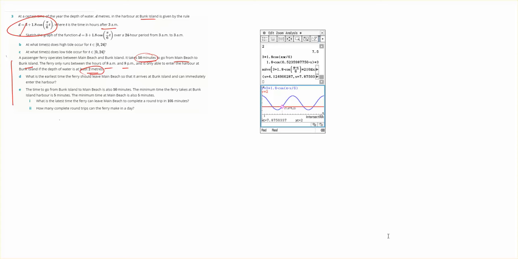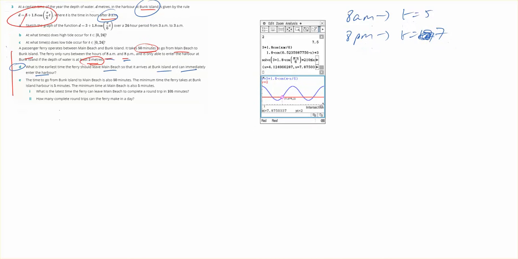This is for Year 11 Methods. We're looking at a problem where we're given a trig model for the water level at Bunk Island, and the time is given in hours after 3 a.m. We're asked to find the earliest time, so we're looking at part D. The ferry can leave Main Island so that it arrives at Bunk Island and can enter the harbour immediately.